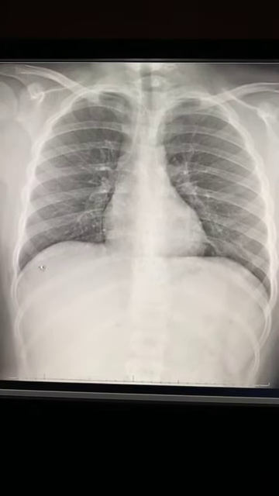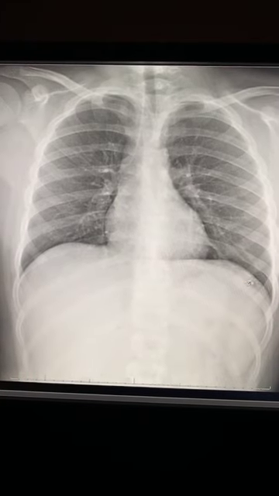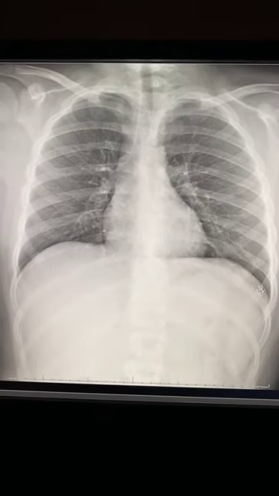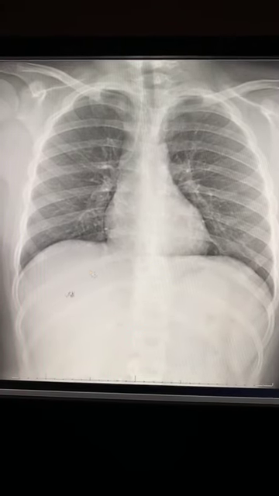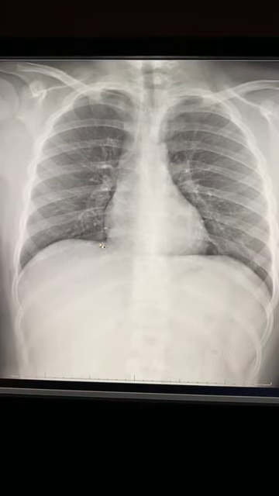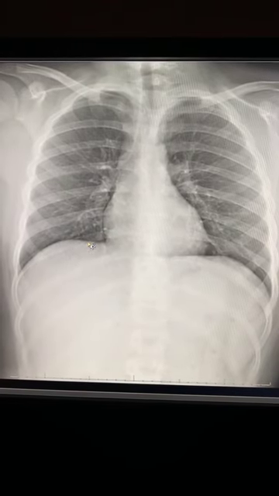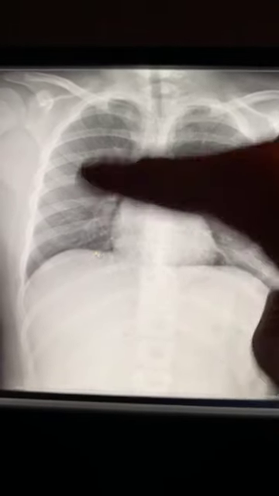What angles am I talking about? This angle right here, right? Anybody know the name of that one? Once again, everything's symmetric, so there's one on the other side. So these angles are nice and sharp. I love it. What lines am I talking about? Look at the right heart border. That's a beautiful line. Look at that right hemidiaphragm. That's a beautiful line.